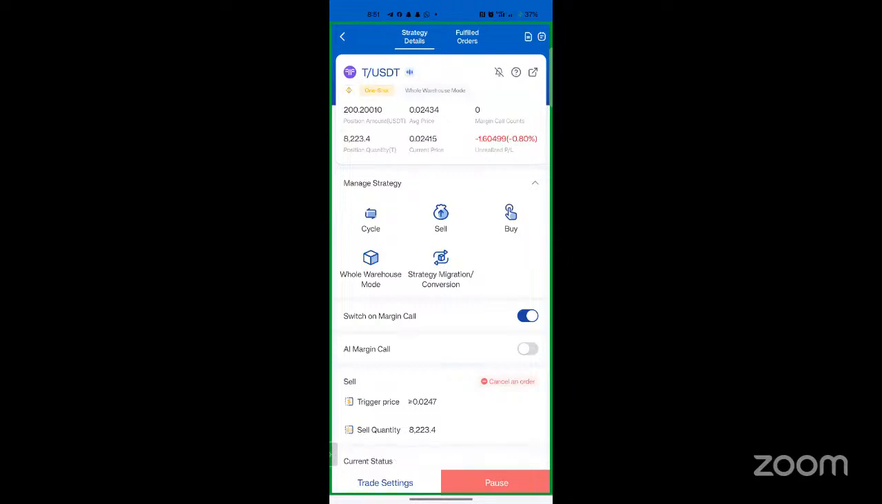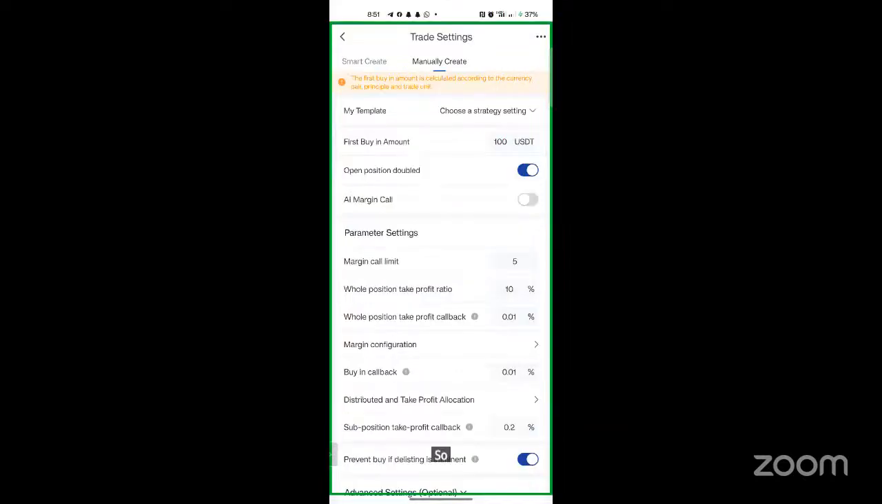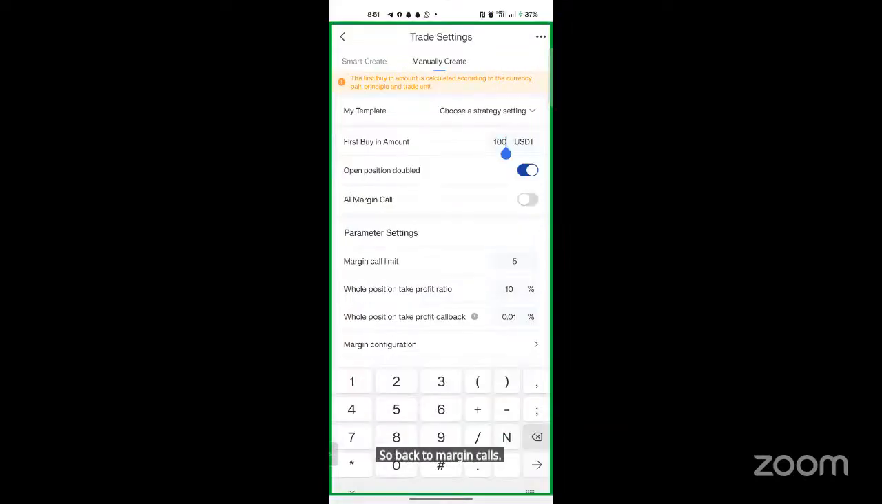Now, yes, floating loss here is loading. There are higher chances of floating here. So back to margin calls, put 5. The open down position, I talked about it. How many days can it take? I don't know. Did I make an agreement with the coin?